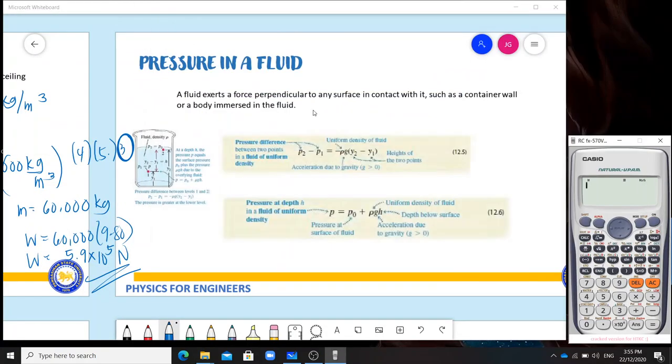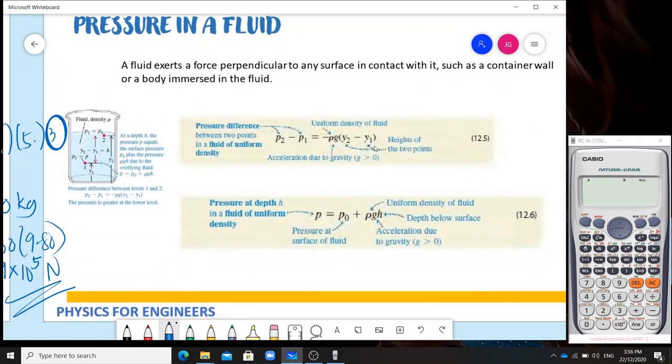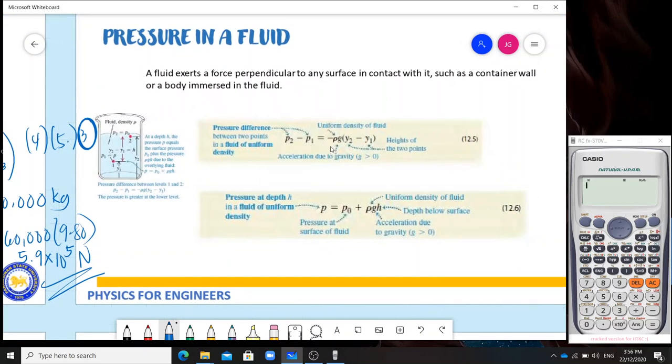A fluid exerts a force perpendicular to any surface in contact with it, such as a container wall or a body immersed in the fluid. Okay, so meron tayong tinatawag na pressure in a fluid. That is equivalent to, ito yung pressure difference. Kung ito yung 1 natin at ito yung 2, P2 minus P1 is equivalent to negative rho g (Y2 minus Y1). Okay? Kapag pressure at depth in a fluid, ito, P is equals to P0, pressure at the surface of the fluid, plus rho g h.